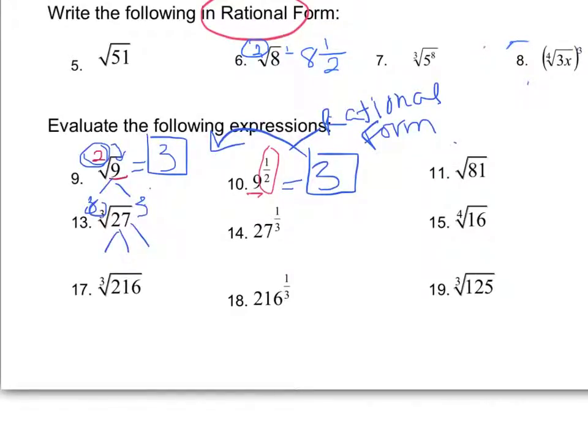The same thing for this one, except this one has 3 numbers. What 3 numbers could that be? 3 times 3 times 3 equals 27, because it's 9 times 3.